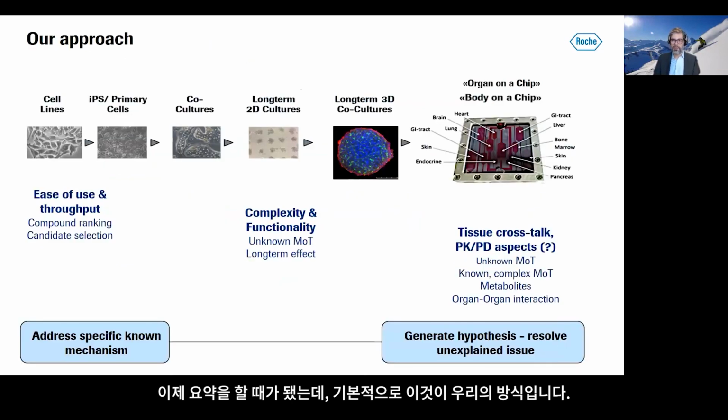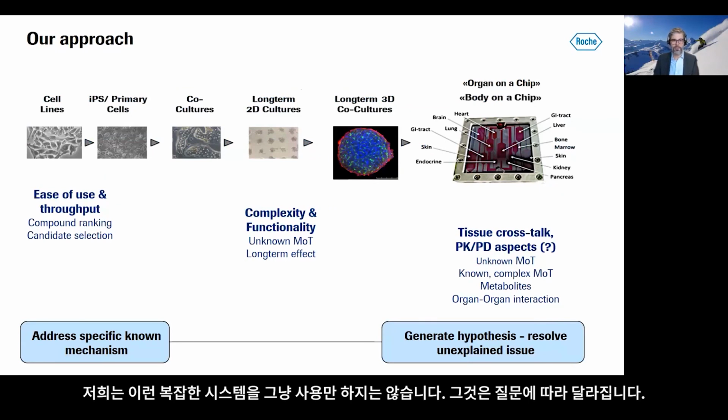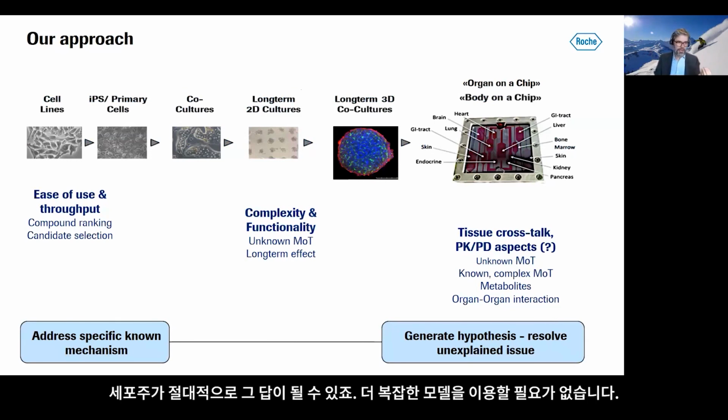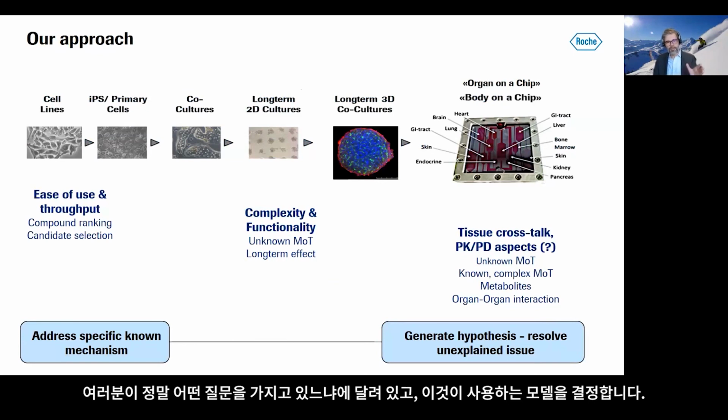So with that, I would like to sum up and show you this is basically our approach. So we're not only using these complex systems. It really depends on the questions. For some questions, a cell line might be the absolutely right thing to do. If you know exactly that your cell line has the target expressed, it has the biology you need, there's no need to go for any more complex model. It really depends on what is your question, and this defines which model you are using.